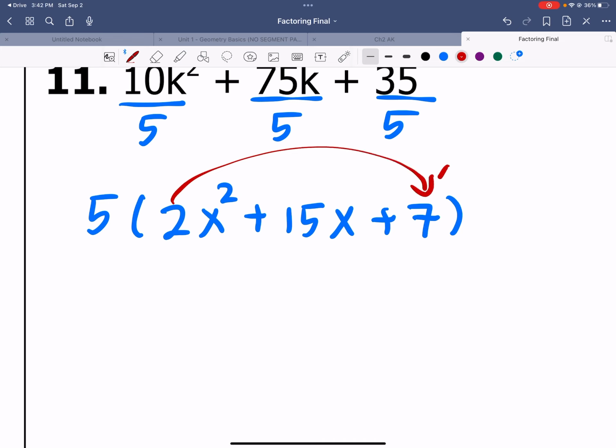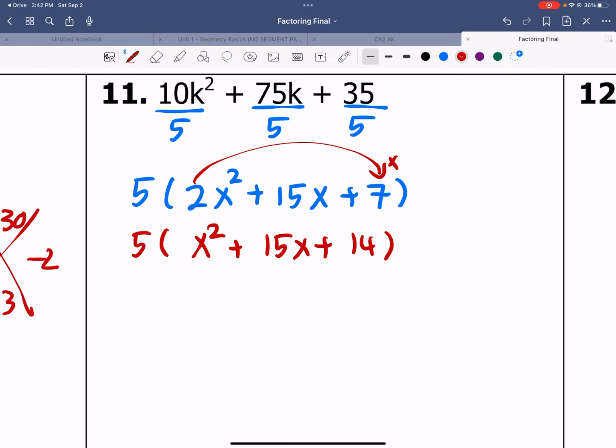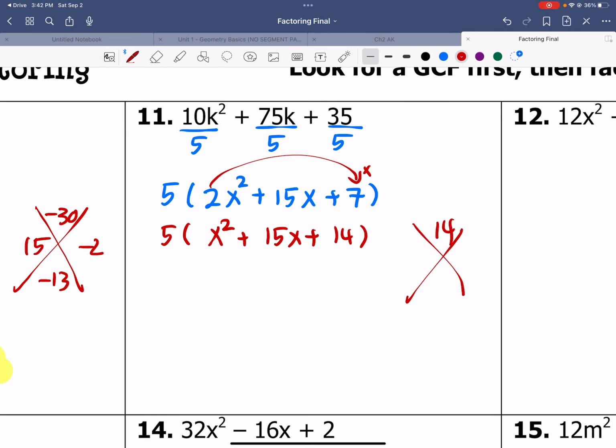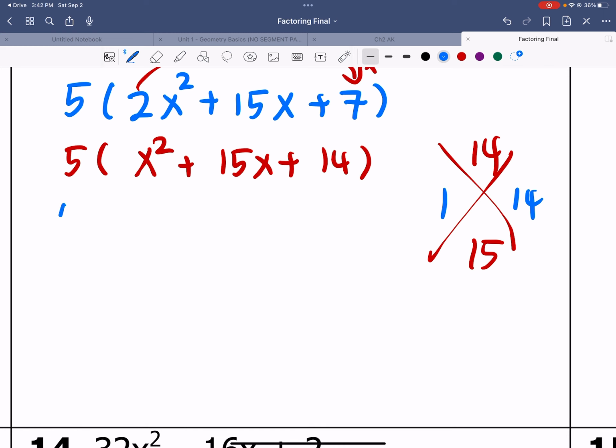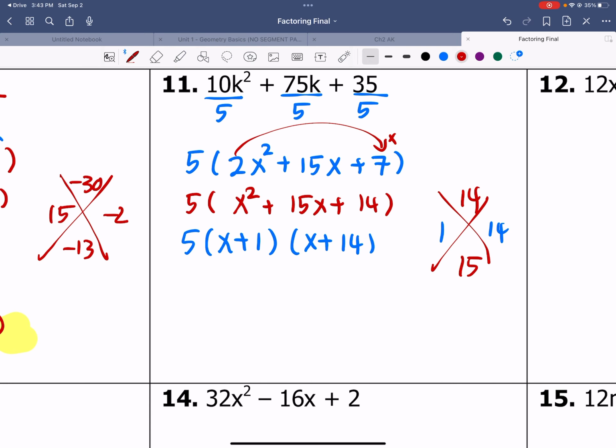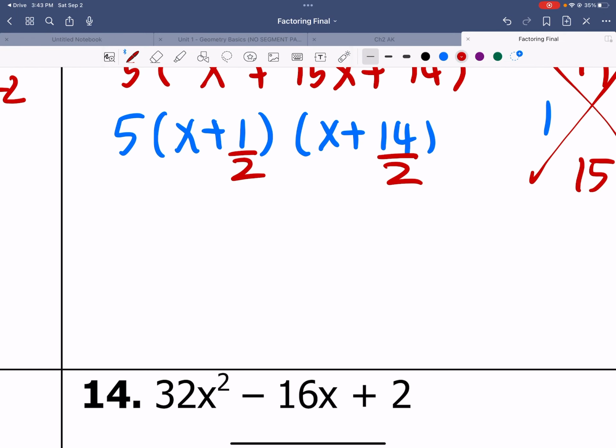So here we go. Times. Like that. Now try to factor this one, 14 and 15. Can anybody figure that out? Pause it and try it by yourself. You cannot come up with 1 and 14. There's always 1. And simple.